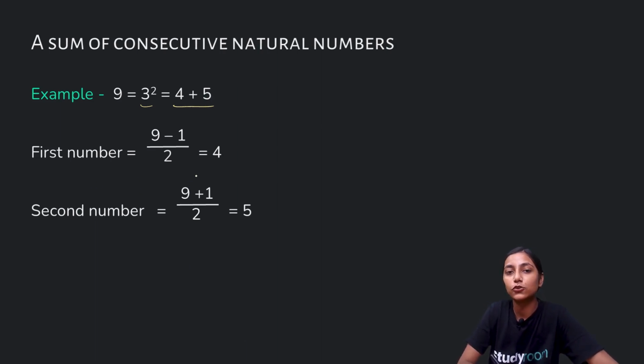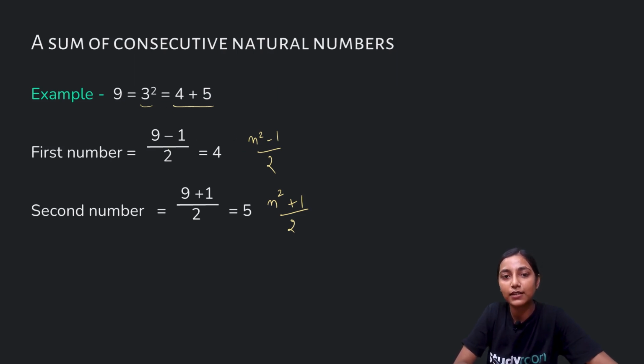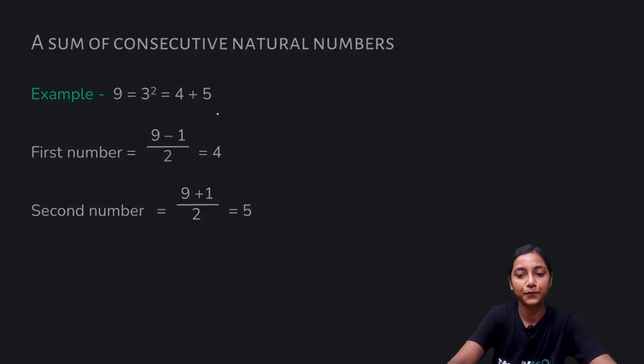How can we find those two positive integers? We know that the formula for the first number will be (n square minus 1) by 2, and for the second number it will be (n square plus 1) by 2. These will be the two consecutive positive integers whose sum will give us that square. So since here n square is 9, the first one, (n square minus 1) by 2, when calculated gives us 4, and (n square plus 1) by 2 gives us 5. And we know that 4 plus 5 equals 9. This is how you find it.